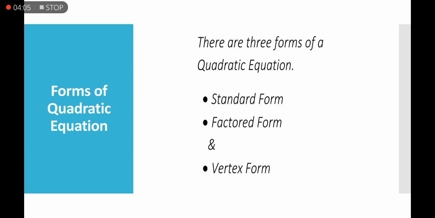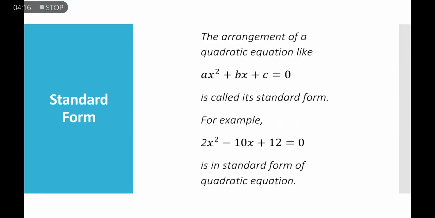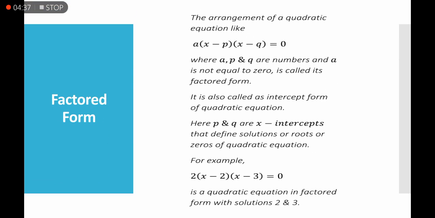Forms of quadratic equation. There are three forms of a quadratic equation: standard form, factored form, and vertex form. Standard form. The arrangement of a quadratic equation like ax squared plus bx plus c is equal to 0 is called its standard form. For example, 2x squared minus 10x plus 12 is equal to 0 is in standard form of quadratic equation.